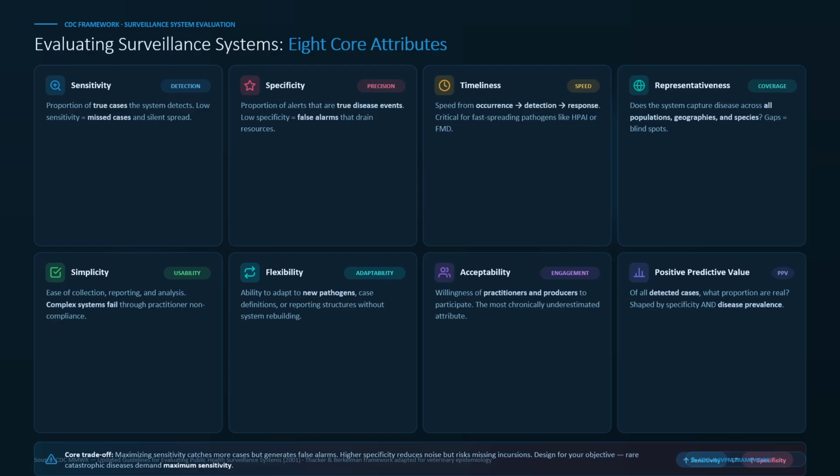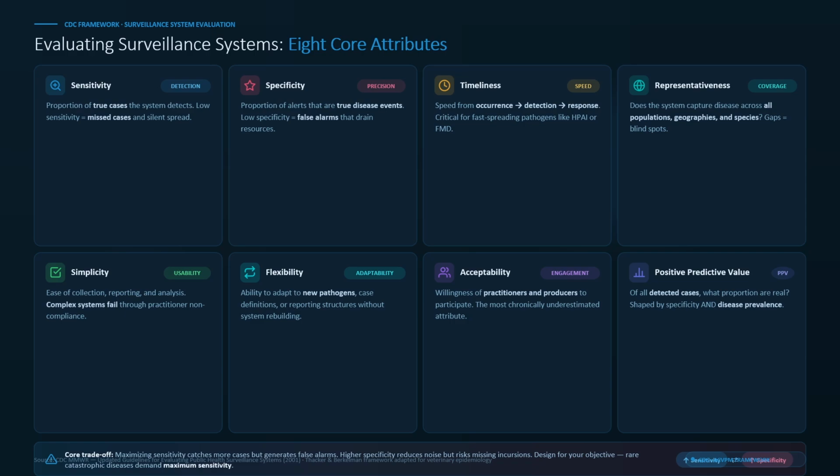Let's walk through them as they're grouped here. Sensitivity, the proportion of true cases the system actually detects. Low sensitivity means missed cases and silent spread. The iceberg stays underwater. Specificity, the proportion of alerts that turn out to be true disease events. Low specificity means false alarms that drain resources.